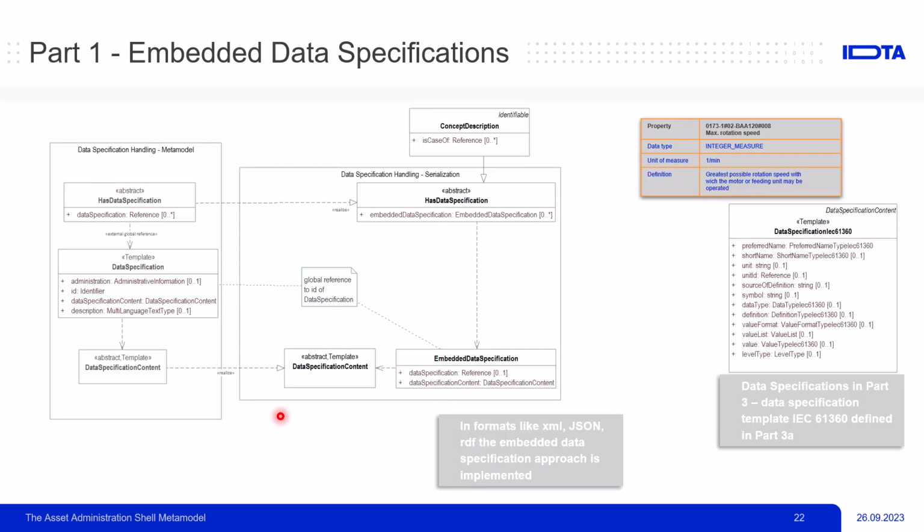So now I said that 3A and part one are very closely related, and this is because we are using embedded data specifications, and this is explained here. This is how the meta model is defining it, but this is how it's implemented in the different formats. We defined it as an embedded data specification, and so it's part of the concept description in the end.